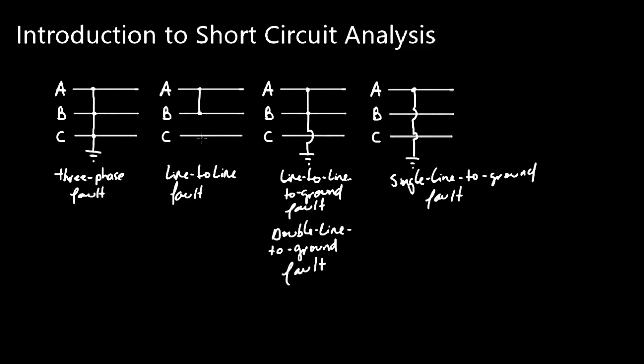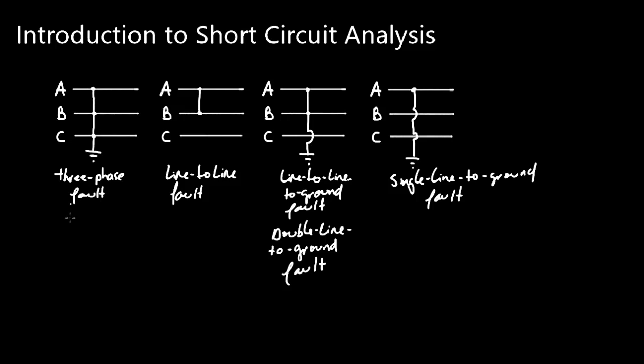Now of course, when you have line-to-line faults, double line to ground, or single line to ground faults, you can have all sorts of combinations. In this case I drew an A to B fault, but you can also have a B to C fault or a C to A fault. Likewise for the double line to ground fault: I drew an A to B to ground fault, but you can also have a B to C to ground or C to A to ground fault. And the same thing for a single line to ground: I drew an A to ground fault, but you can also have a B to ground fault or a C to ground fault.